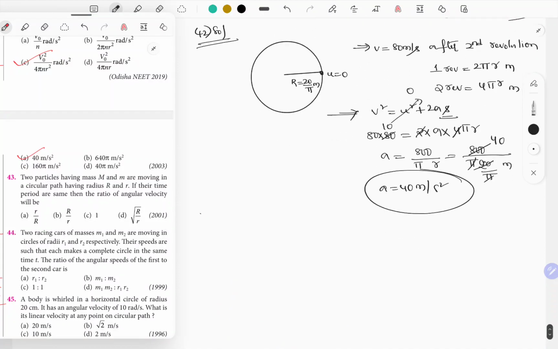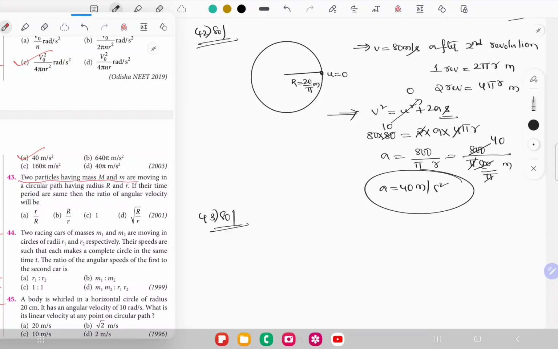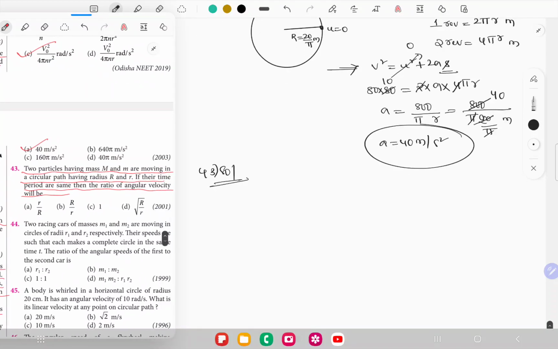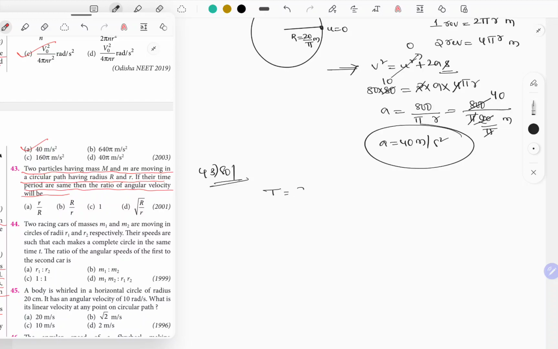Okay, next question number 43. Solution. Two particles having mass capital M and small m are moving in circular paths having radius capital R and small r. Their time periods are the same. Then they are asking the ratio of angular velocity. So this kind of question we already solved. Time period T is equal to 2 pi by omega. So T is independent of velocity or radius of the circular path. That's why here T is constant. If T is constant, omega is also constant. Remember this point. So hope you understood.